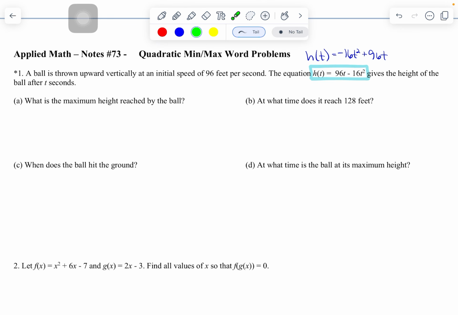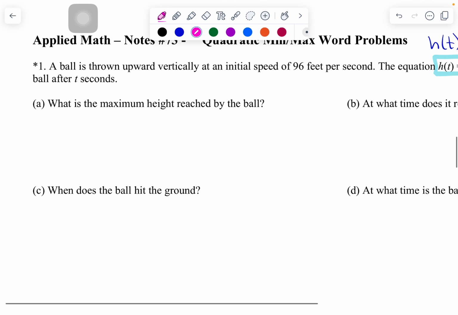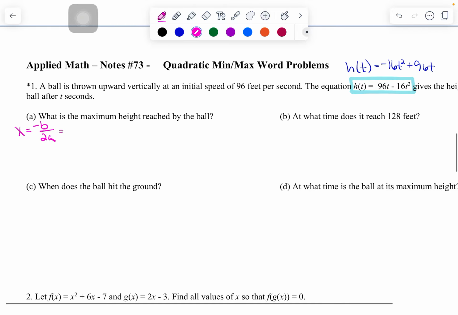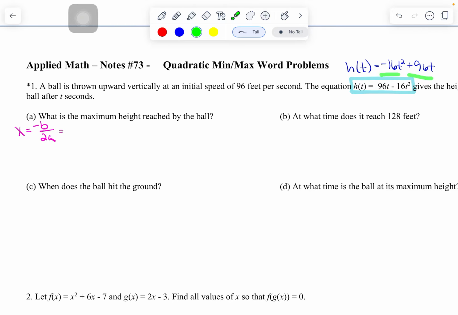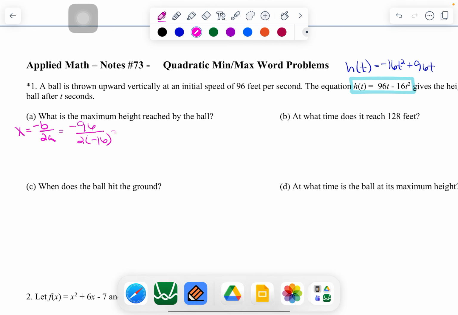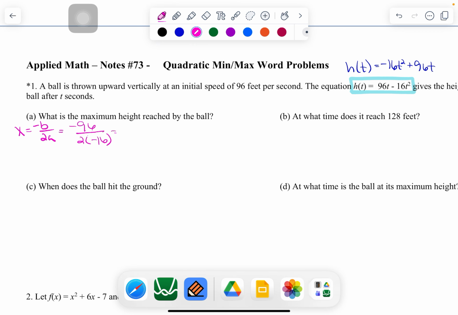If you remember, it's been a little while since we've done this, but to find the x value of the vertex, we do the opposite of b over 2a. And this is another reason why I wanted this to be in the right format. So I know the a value is negative 16 and the b value is 96. So the opposite of that 96 is going to be negative 96 over 2 times the a value, negative 16. All right, so I'm going to grab my calculator here.